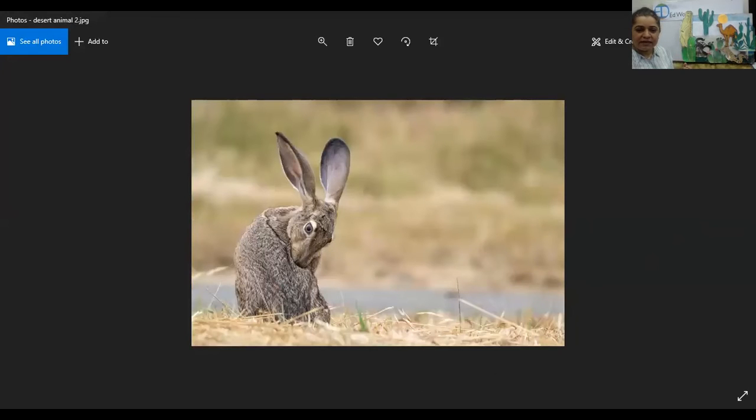And now look at this black rabbit. Now this black rabbit is also found in the desert, right? So this is a little different rabbit than we normally have. See, like the white ones and the gray ones and the black ones. So it has got very different texture.